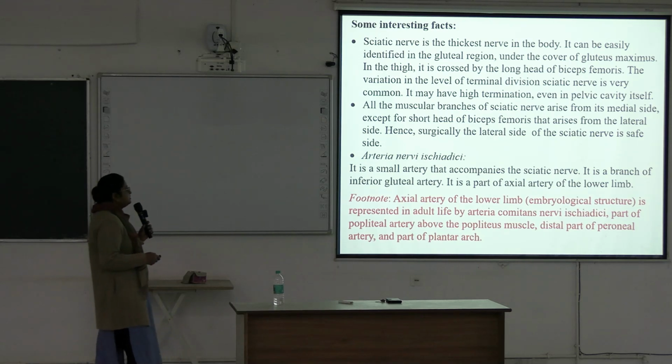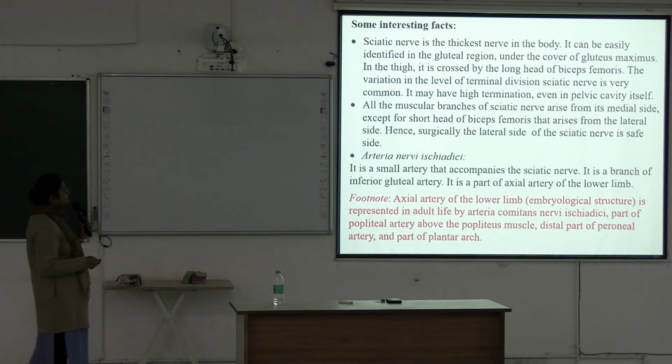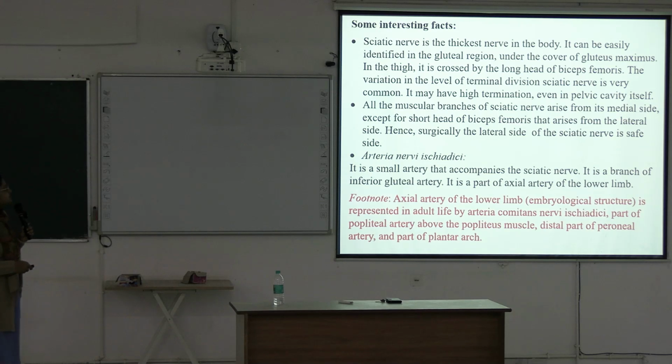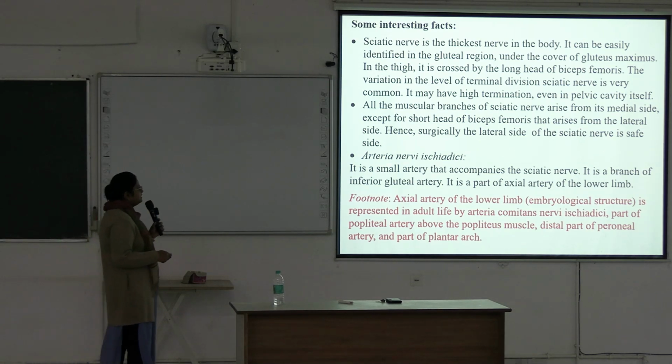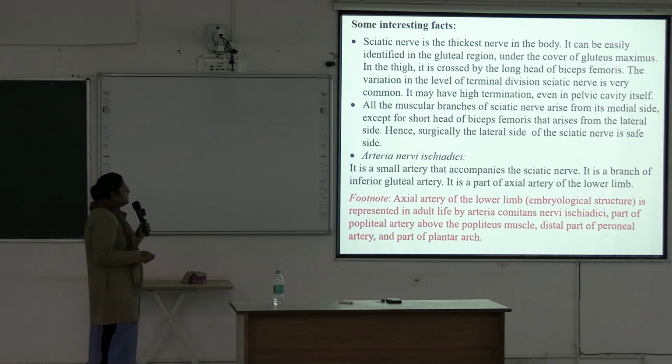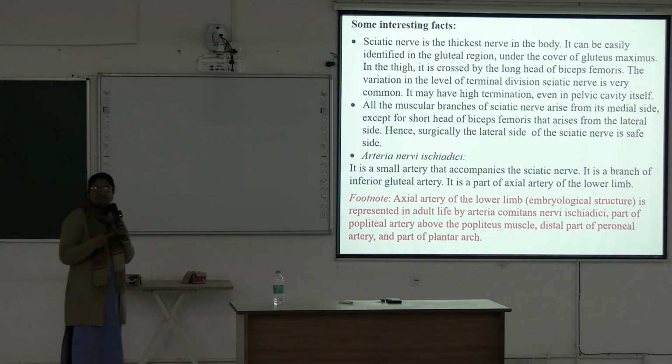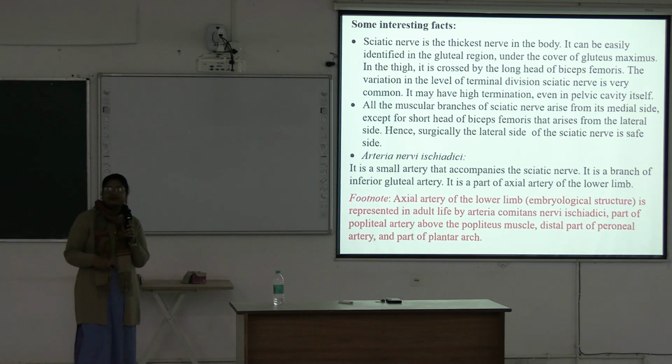All the muscular branches of the sciatic nerve arise from its medial side, except for the short head of biceps, which arises from the lateral side. Hence, surgically, the lateral side of the sciatic nerve is the safe side. What is arteria comitans nervi ischiadici? This is asked in your OSPE and viva.